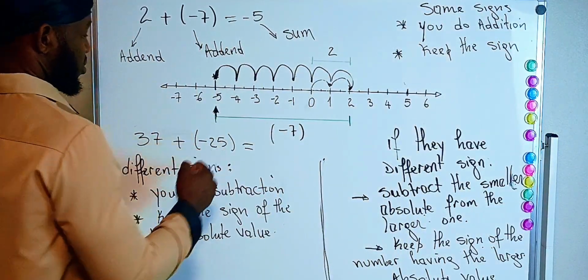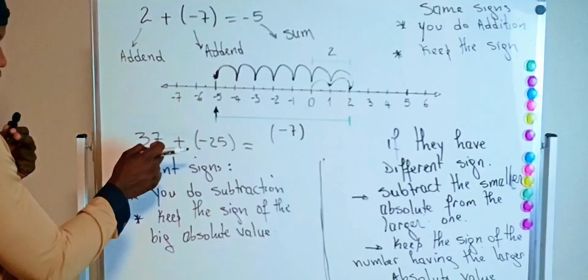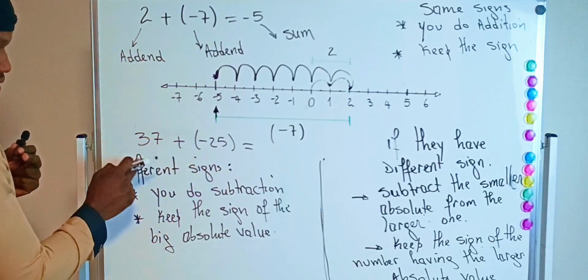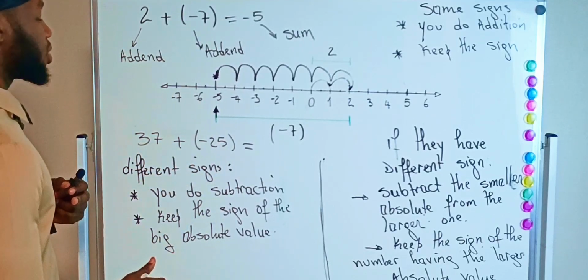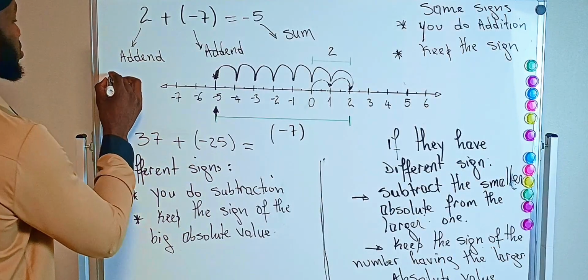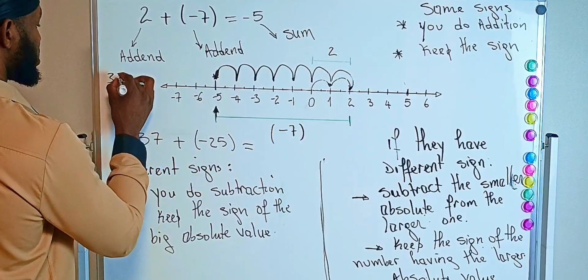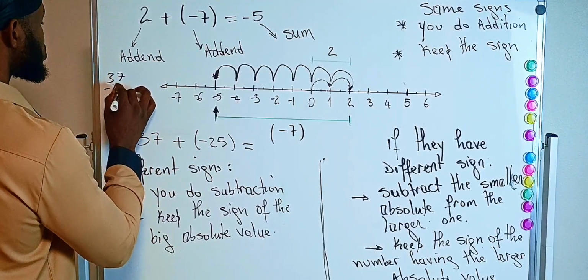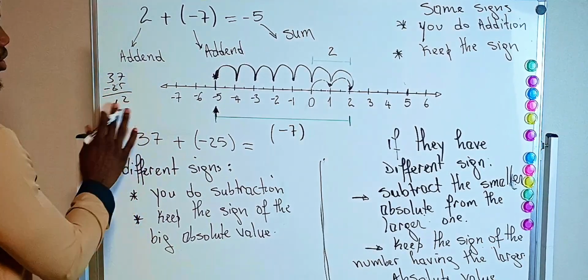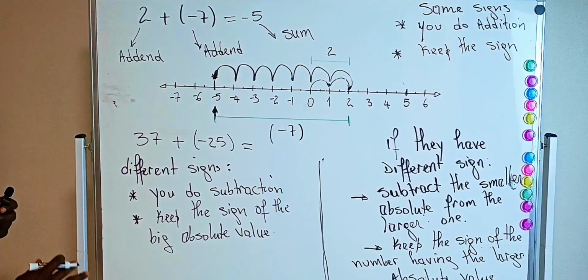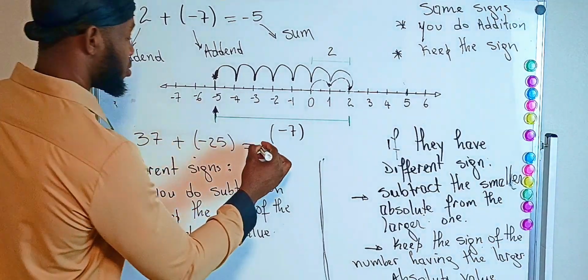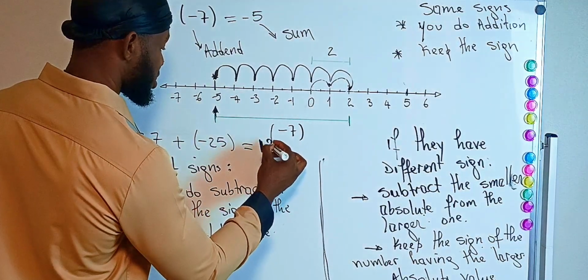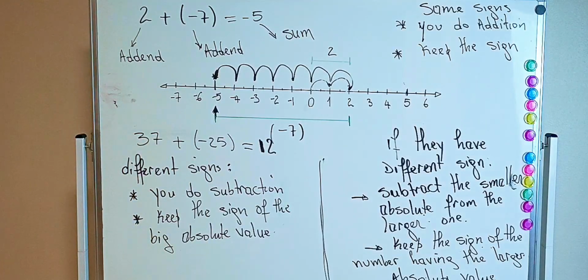Nothing difficult. So let's go for this example real quick. We've got 37 plus negative 25. I see different signs: this is positive, this is negative. So I will do subtraction. It's going to be 12, and I keep the sign of the big number. The big number is 37, so 12 is going to be my answer.